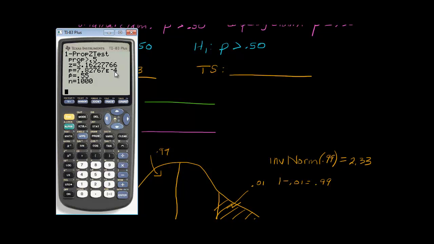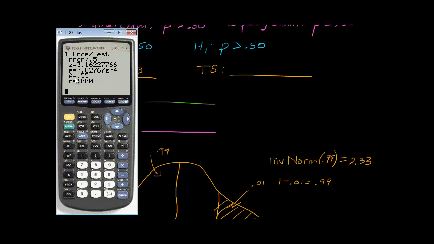This is in scientific notation, and it's telling us to take the decimal and move it 4 places to the left. 1, 2, 3, 4. Okay, and then we'll do some rounding there. So 4 places to the left would leave us with 0.00078, and that's going to round to 0.0008.